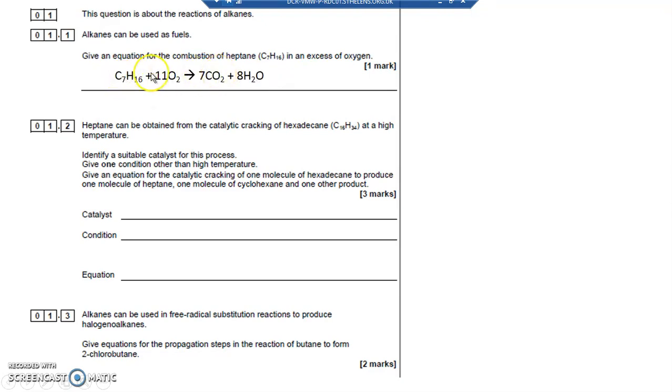7 C's, 7 CO2s, 16 H's, 8 H2O to get the 16 H's. Then I've got 14 O's, add 8 is 22, so I'll need 11 O2.